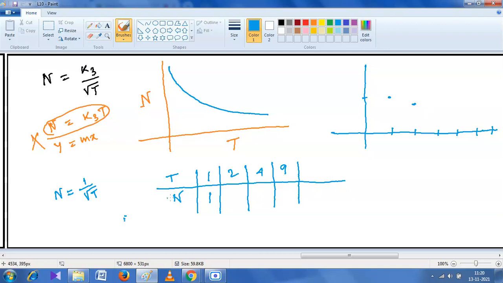What is the value of root 2? 1.414. So if you divide 1 by 1.414, how much does the value become? 0.707. Suppose this is the point, and if you take the value 4, then it becomes 0.5, half. Then if you take the value 9, it becomes 0.33. So the curve is like that, and if you increase that value, the nature of the curve is like that.